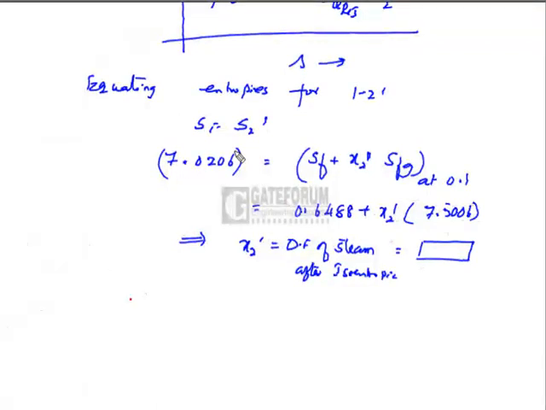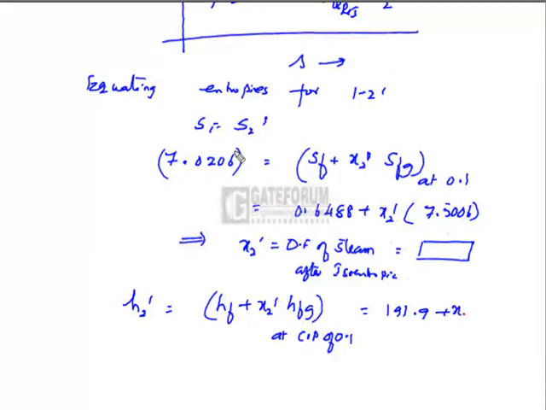From which we can calculate enthalpy at state 2 dash. H2 dash is HF plus X2 dash into HFG at condenser pressure of 0.1 bar. HF at 0.1 bar is given as 191.9 plus X2 dash, which was calculated earlier just above, into HFG, which is 2392.3, from which H2 dash could be obtained in kilojoule per kg. Please fill the blanks after calculating.